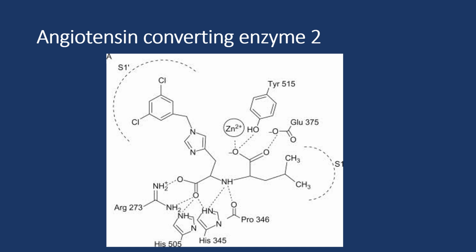So let's look at the structure of angiotensin converting enzyme 2. Angiotensin converting enzyme 2 converts angiotensin 1 to angiotensin 2. Angiotensin 2 produces aldosterone from the adrenals, which retains water.